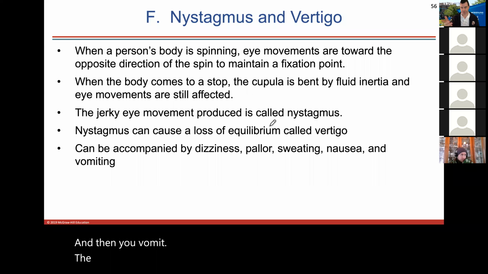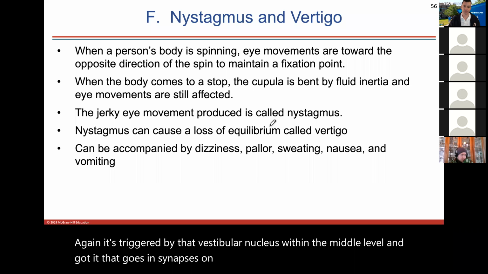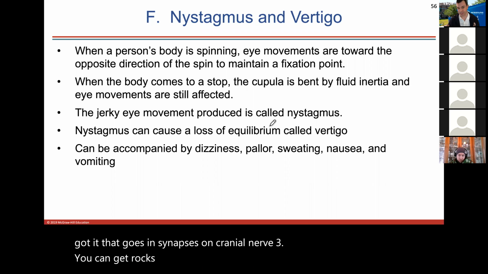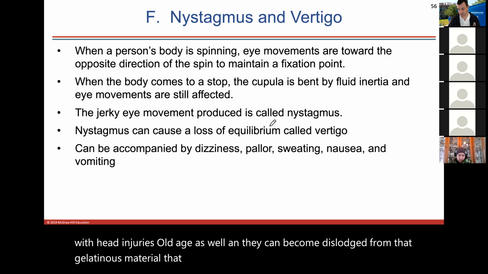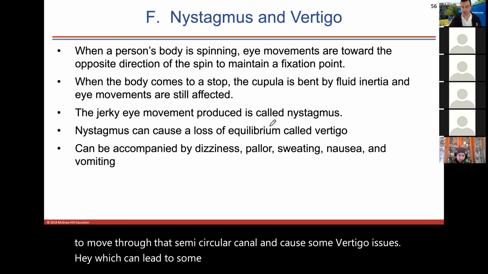Nystagmus and vertigo are a product of this movement that is occurring there. Again, it's triggered by that vestibular nucleus within the medulla oblongata that synapses on cranial nerve 3. You can get rocks, those otoliths, that become detached a lot of times with head injuries, old age as well. They can become dislodged from that gelatinous material that they're embedded within, and start to move through that semicircular canal and cause some vertigo issues, okay, which can lead to some nystagmus when they turn and look in a direction there.